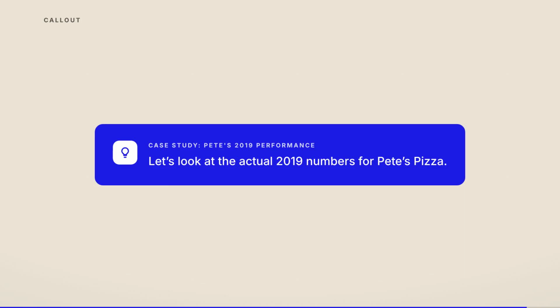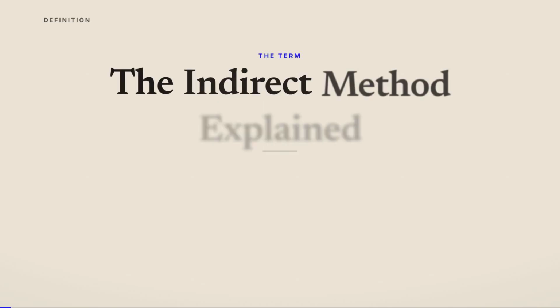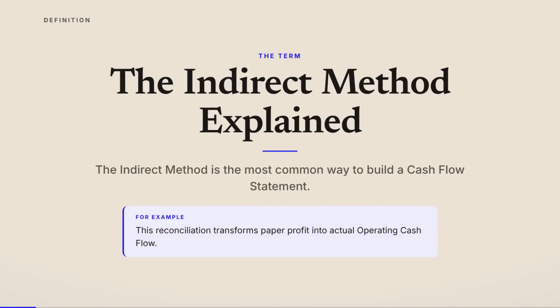To find out where the money actually went, we must turn to the cash flow statement. The indirect method is the most common way to build a cash flow statement. It begins with net income and adjusts for non-cash items and changes in the balance sheet. Why? Because of accrual accounting. We record revenue when the pizza is delivered, even if the customer hasn't paid yet. That's accounts receivable. If accounts receivable increases, it means we have profit on paper, but no cash in hand. So we subtract that increase from net income.